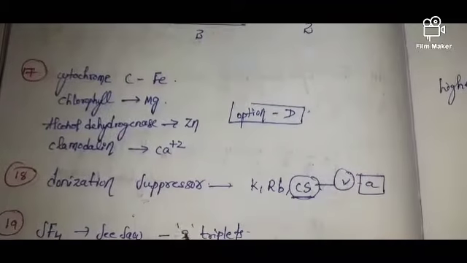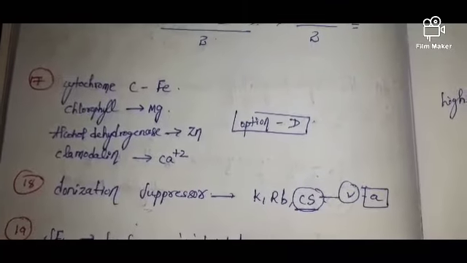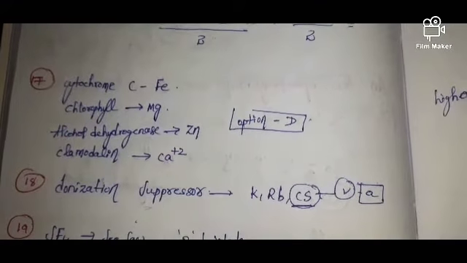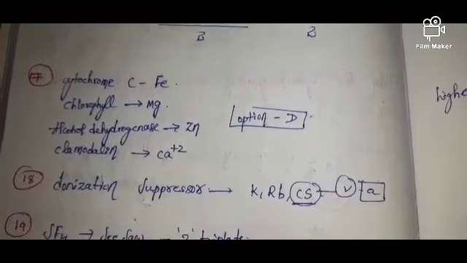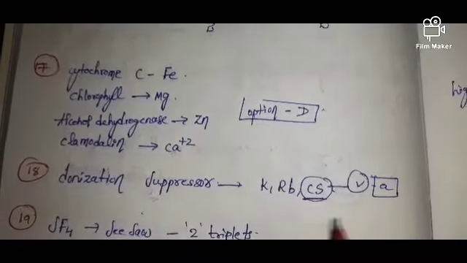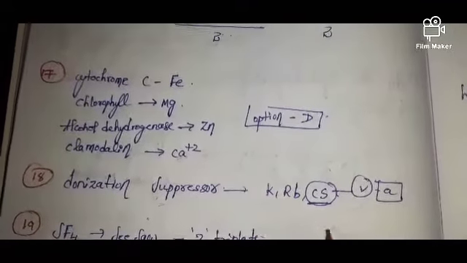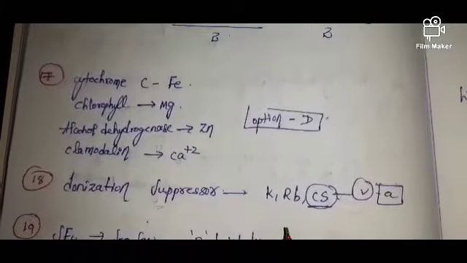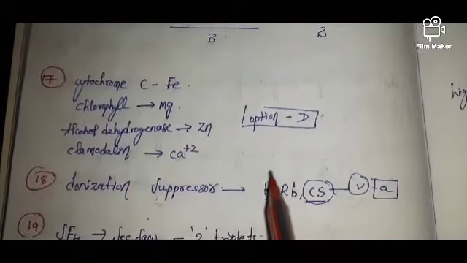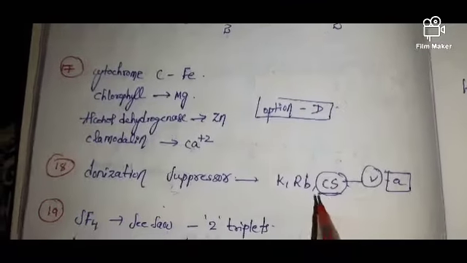Next, first group elements means we know lithium, sodium, potassium, rubidium and cesium. The 3 elements potassium, rubidium, cesium are usually used as ionization suppressors. In our options they have given cesium, so our option is A, that is cesium, friends.